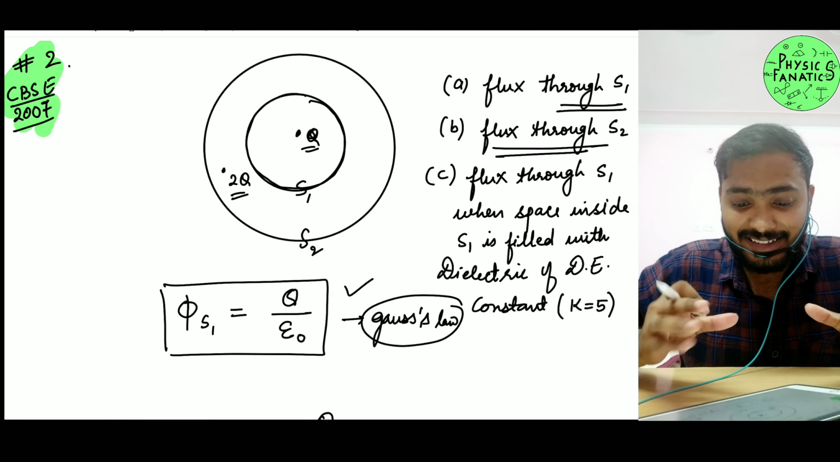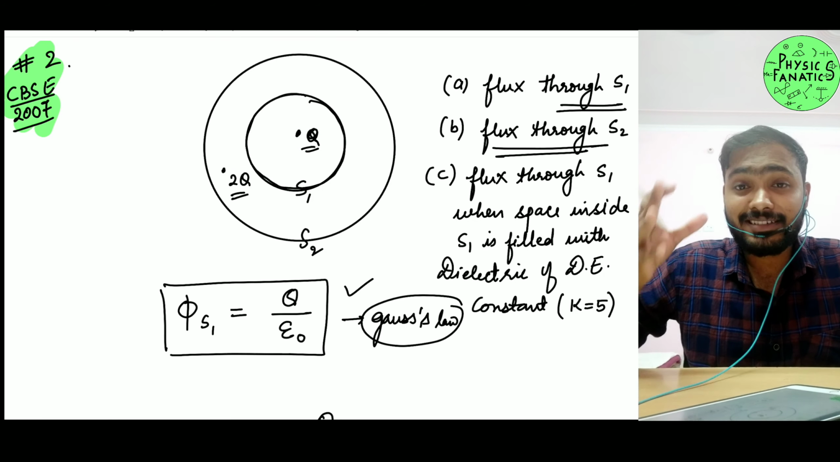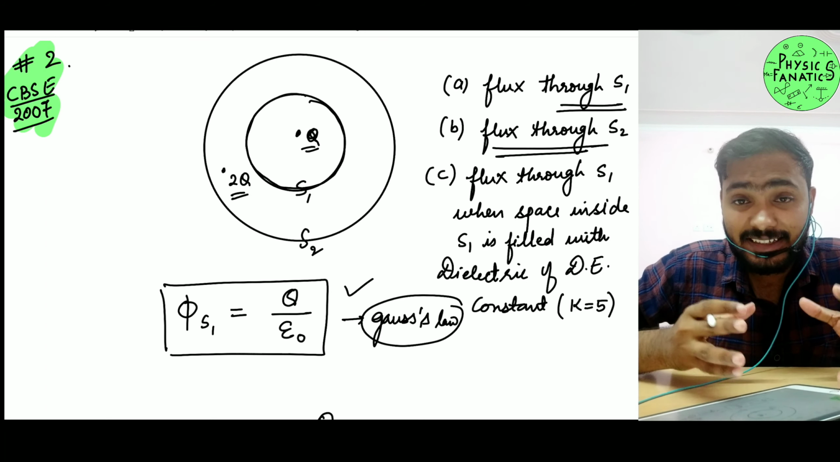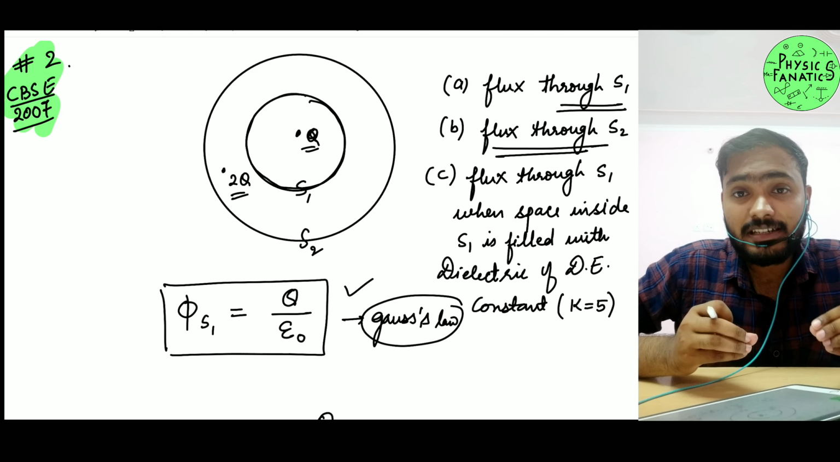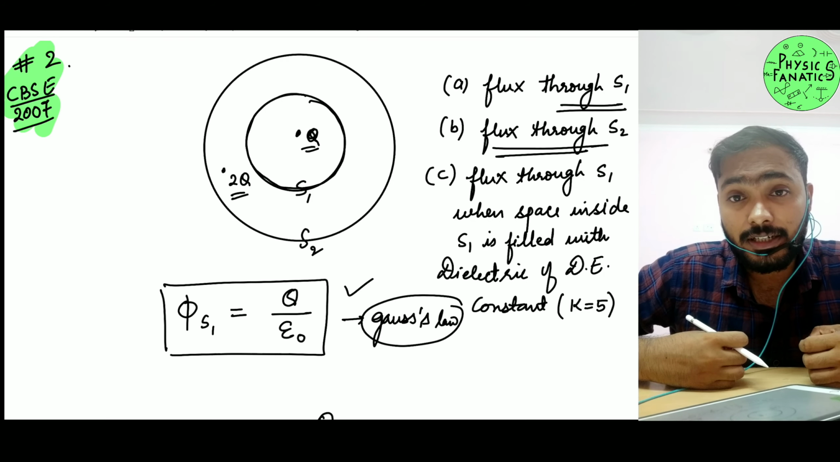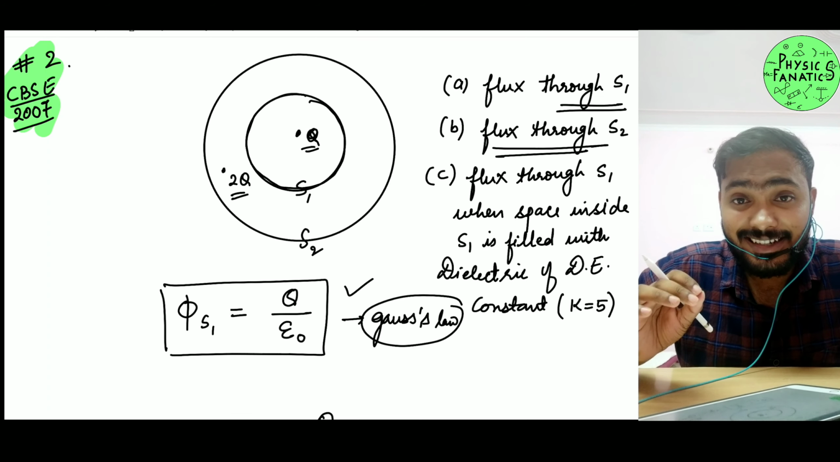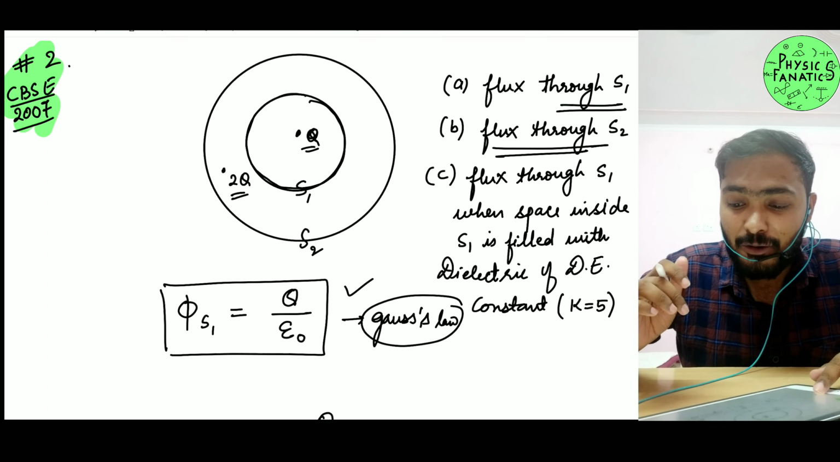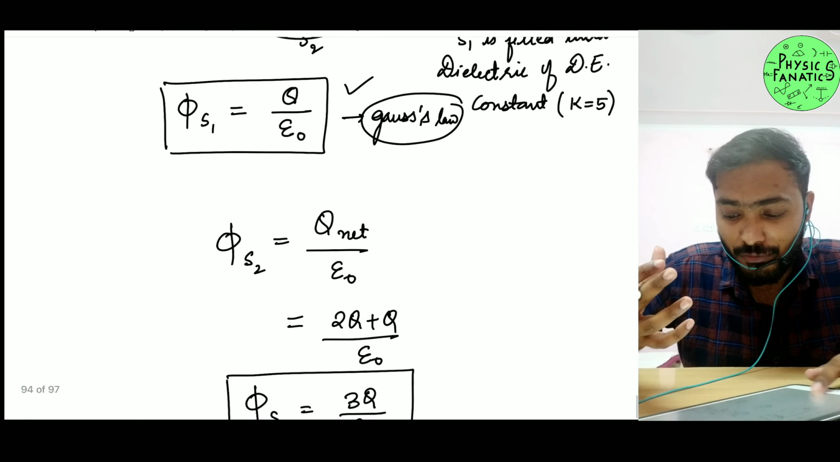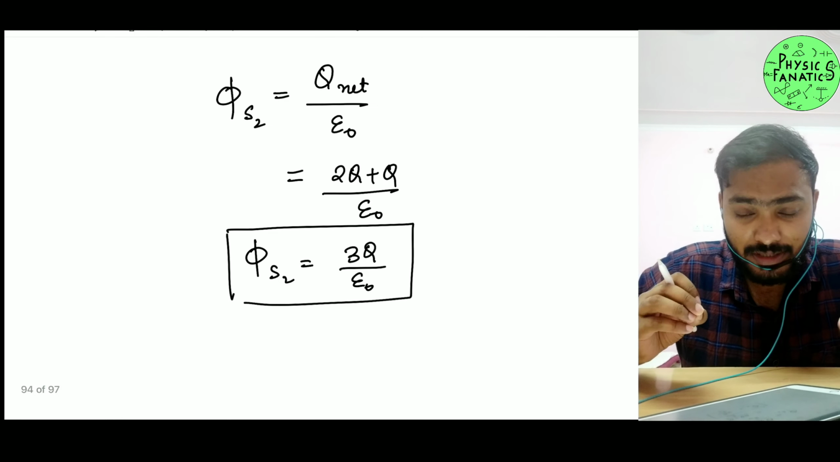I hope you guys can understand this logic, right? Because there is a dielectric, there is a medium inside, so obviously it will be difficult for the flux to come out, right? I hope you guys can understand that. Is that a yes or no? Great. So obviously the value of flux will be reduced, right?